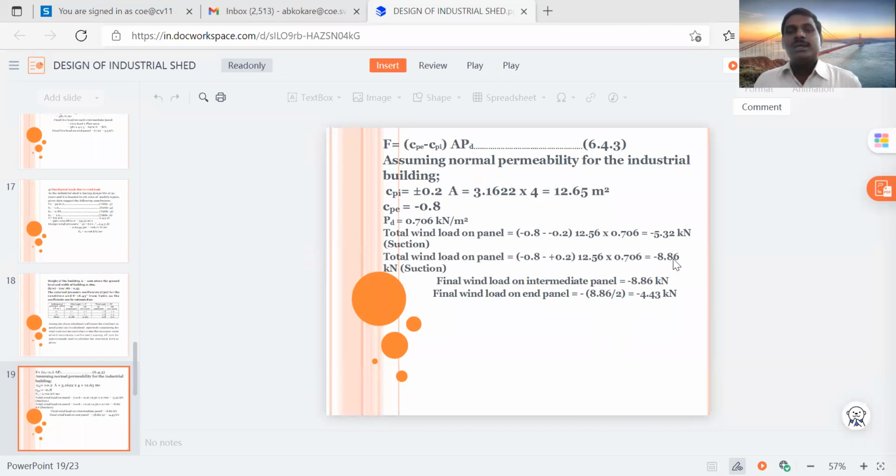It means these two forces are negative. It means your building is lifted due to the wind force. Your building will be lifted. Upward pressure will be acting inside the building, so negative pressures, or negative load, are coming. So the final wind load on the intermediate panel is minus 8.86 kilonewton, and the final wind load on the end panel is 4.46 kilonewton.